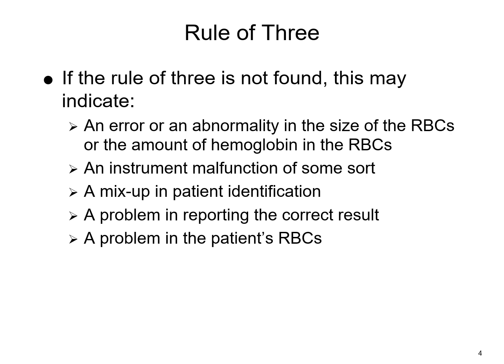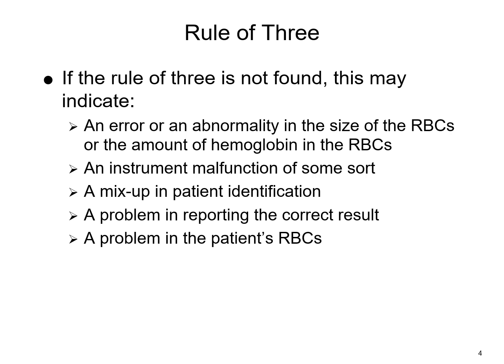When the rule of 3 is not found, it may be an indicator that there's an error somewhere, or that there's some sort of abnormality within the size of the red blood cell or the amount of hemoglobin in the red blood cell. So the error that could take place could be an instrument malfunction of some sort. Maybe the patients were mixed up during testing or collection. Maybe there's a problem in reporting the correct result for some reason. Some sort of instrument error in transmitting those results, or it could be a problem with the patient's red blood cells.